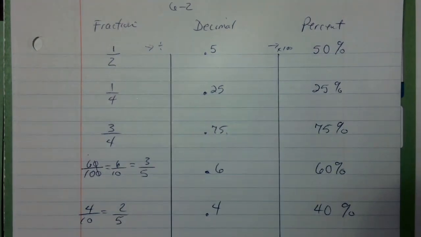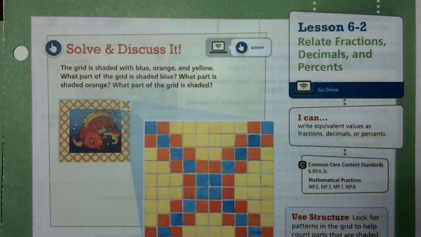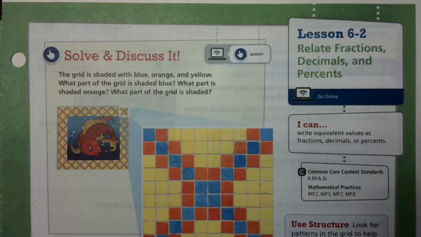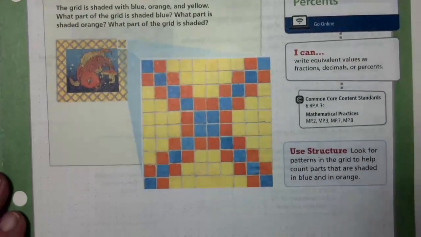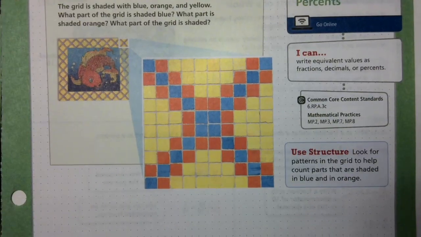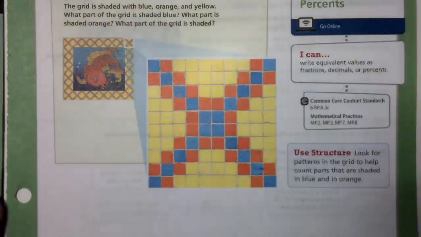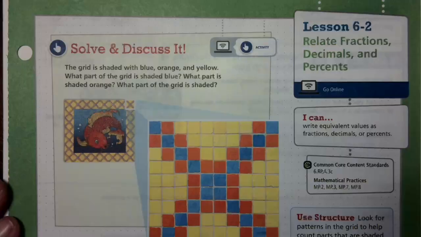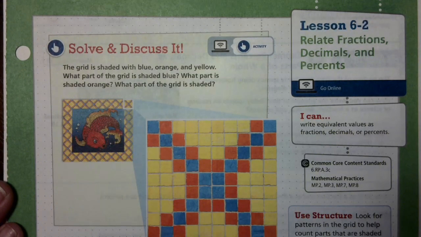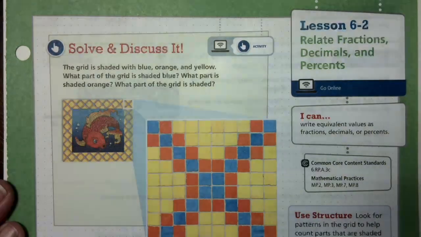Okay, now let's go to the lesson. 6-2. We're going to relate fractions, decimals, and percents. It says, I can write equivalent values as fractions, decimals, or percents. We just did some of those. Let's answer the little question here. The grid is shaded with blue, orange, and yellow. What part of the grid is blue? So I'm going to come down here and write the word blue. And what part is orange? And what part is yellow before I move this?